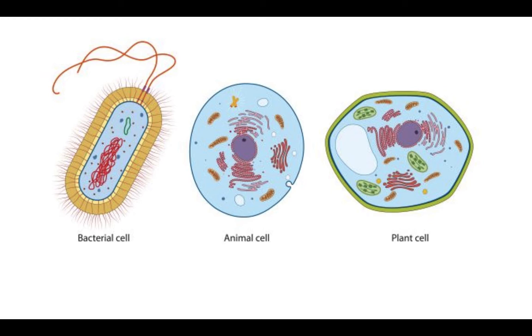One thing they have in common is that they have a plasma membrane. So the bacterial cell has a plasma membrane here, the animal cell has a plasma membrane, and the plant cell has a plasma membrane within the cell wall. Plasma membrane and cell membrane are synonyms, so you can say either. So eukaryotes and prokaryotes have plasma membranes.